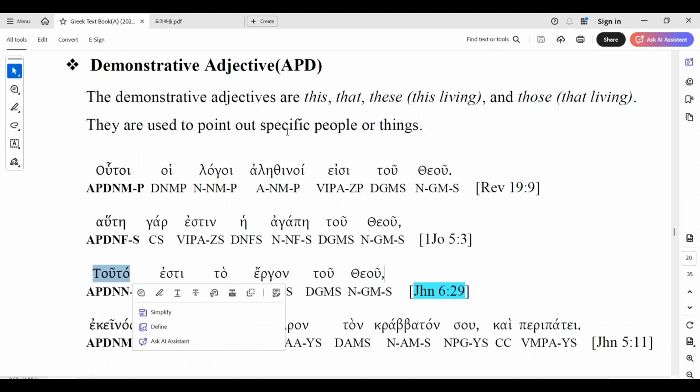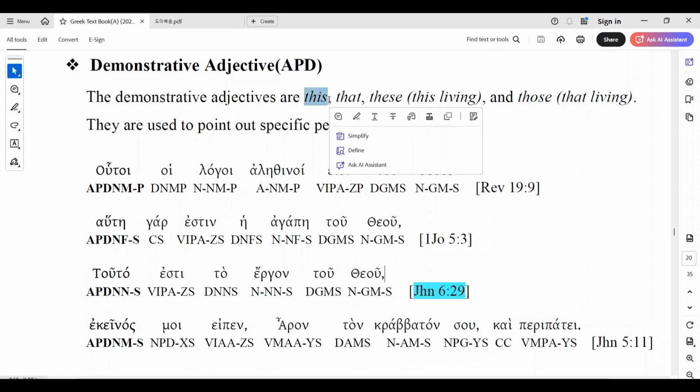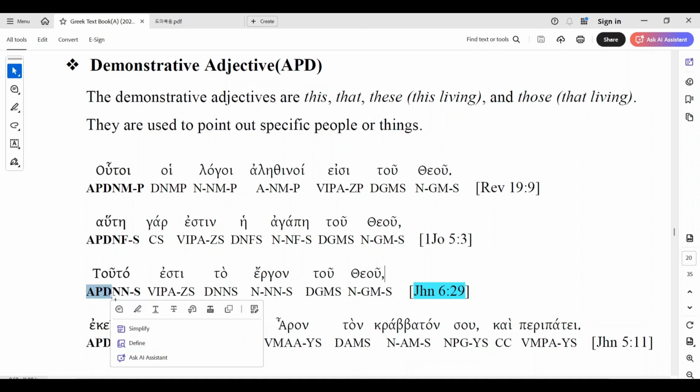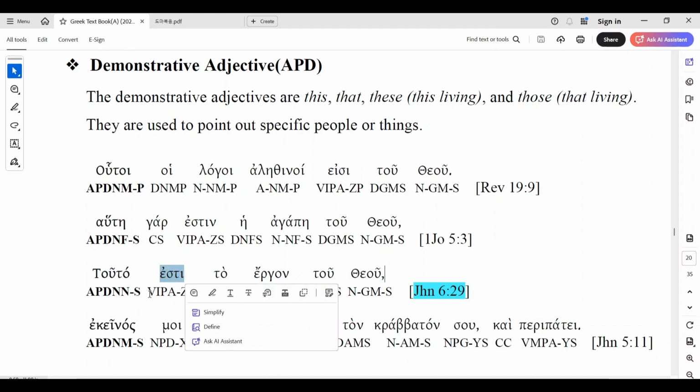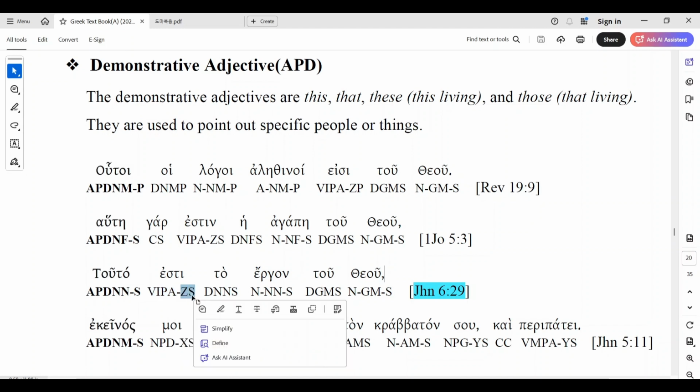Touto. So touto is this then, right? Because APD, demonstrative adjective, noun, nominative, singular. So since this is a singular, nominative is for subject, so this. And then the verb is the VIPA, verb, indicative, present active, third person singular. So third person singular nominative is this.